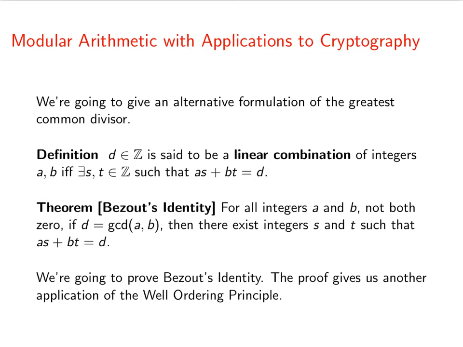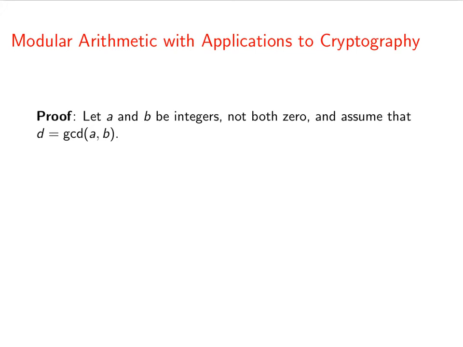And this proof is another application of the well-ordering principle. The well-ordering principle, at least in this class, is not useful in and of itself. It is a useful theorem to help us prove other theorems. It's sort of like a super-duper lemma. So let's let a and b be integers, not both 0, and assume that d is equal to GCD of a and b. Our goal is to find integers s and t so that as plus bt is equal to d.